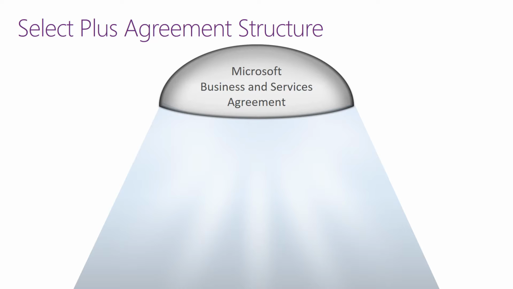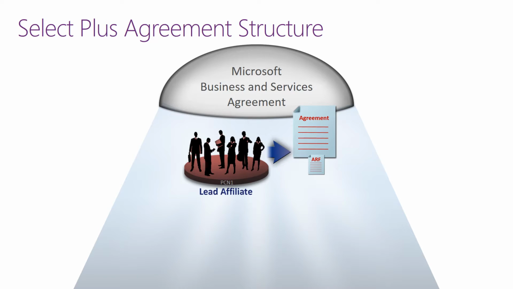So the first thing that is signed by the customer is an overarching set of terms and conditions called the Microsoft Business and Services Agreement, and then the main customer signs the Select Plus agreement and an affiliate registration form and is designated the lead affiliate. They choose the partner they want to work with.